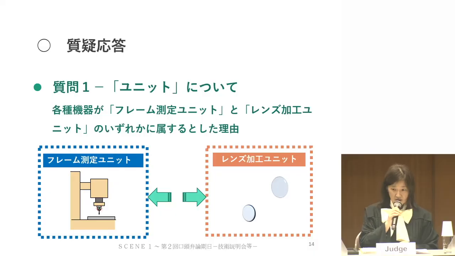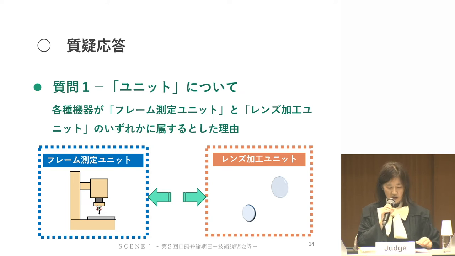Yes, now I'm Katsumata and I'd like to ask a question. However, regarding the matter to ask technical advisors, let me first ask a question to the plaintiff's attorney for confirmation. This invention is structured in such a way that the various devices comprising the lens edging system belong to either the frame measurement unit or the lens edging unit. What is the reason for structuring the invention in such a way that the various devices belong to one of the units rather than simply having the various devices in parallel?